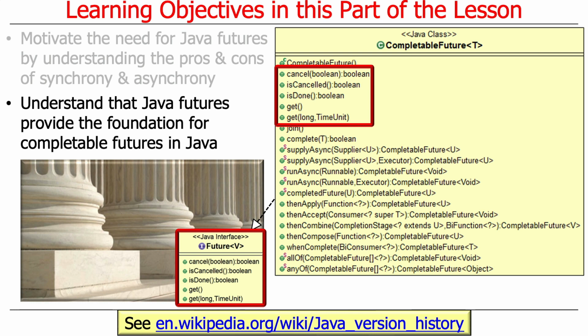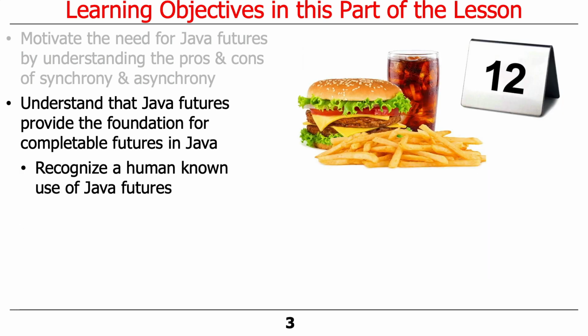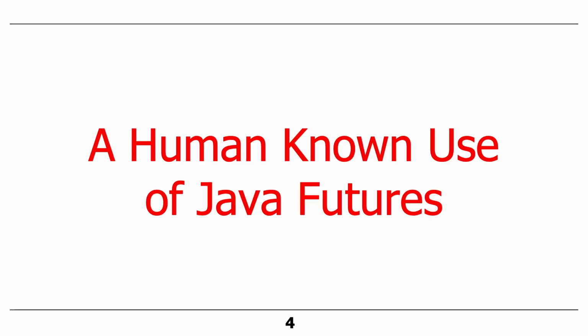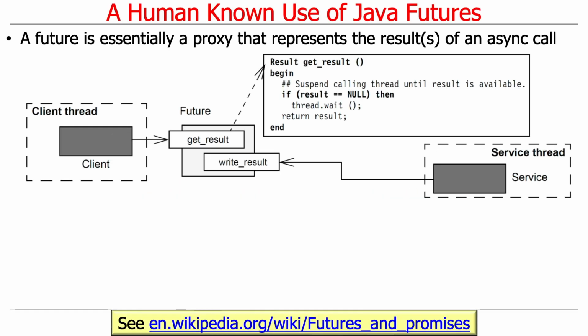We're going to do this for a couple of reasons, but at the very least, we want you to understand that they provide a foundation for the Java CompletableFuture framework, which came later in the history of Java. And we'll also talk about a fun human-known use of Java futures that will make it real easy to remember what they do and how they work and the pros and cons of them. So let's start off with that first.